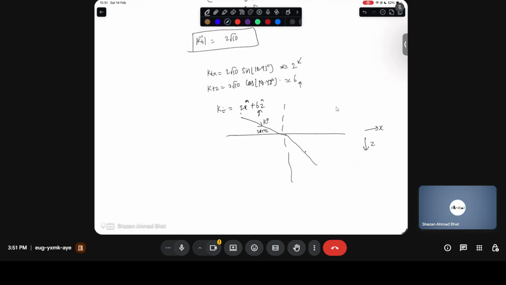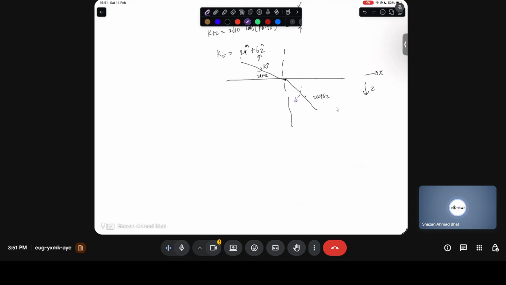Now it's 2x plus 6z. Because of this refraction, it has slightly bended towards the z-axis. That's why this vector, the unit vector magnitude towards the z direction, goes on increasing. Okay, this is very beautiful. You see, the numbers are basically giving you a lot of information.